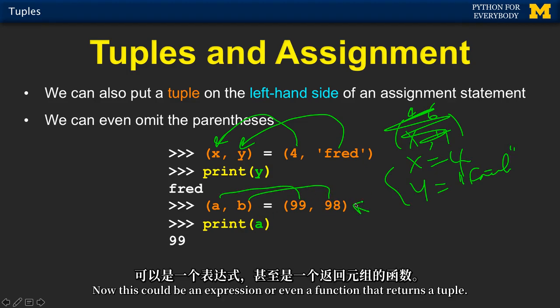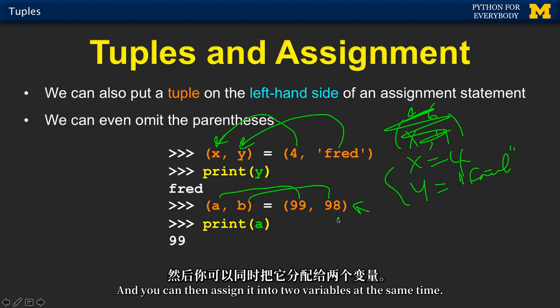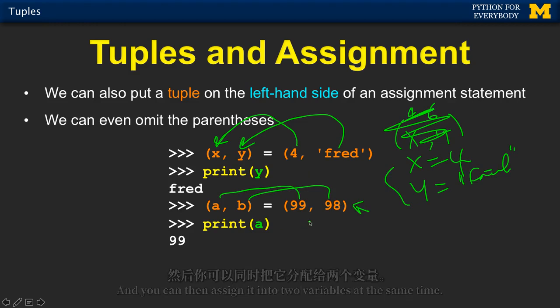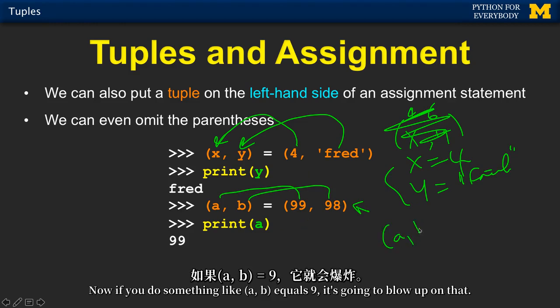Now, this could be an expression or even a function that returns a tuple, and you can then assign it into two variables at the same time. Now, if you do something like a comma b equals 9, it's going to blow up on that.